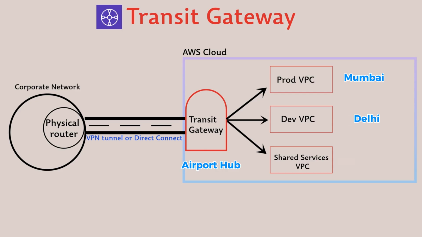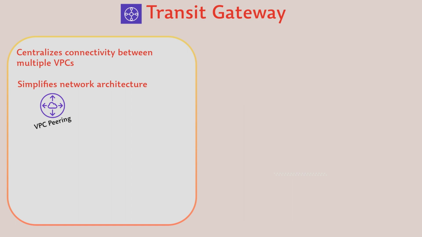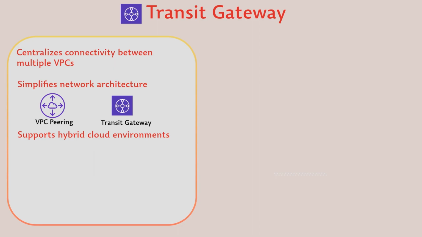Shared Services VPC is Bangalore. So it acts like a central airport hub, simplifying connectivity between many networks. Transit Gateway centralizes connectivity between multiple VPCs. It simplifies network architecture. Instead of creating dozens of VPC peering connections, all VPCs connect to one transit gateway. It supports hybrid cloud environments. Example, on-premises data centers can communicate with multiple VPCs through a single VPN or Direct Connect attachment.